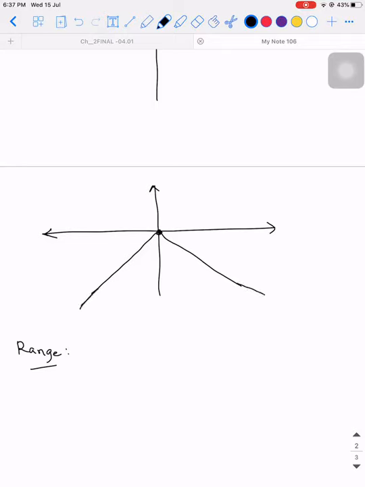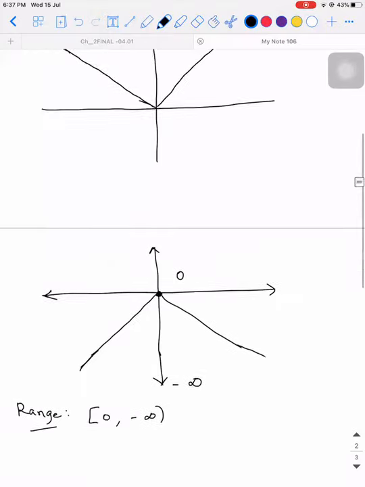Where is it starting? What is the least value of y? Origin. So the least value of y it has is 0. And what is the maximum value it has in the downward direction? Minus infinity. So what will be the range? Closed bracket 0 to open bracket minus infinity. That's it. Did you guys understand this? Yes, sir. So this is how you get it.